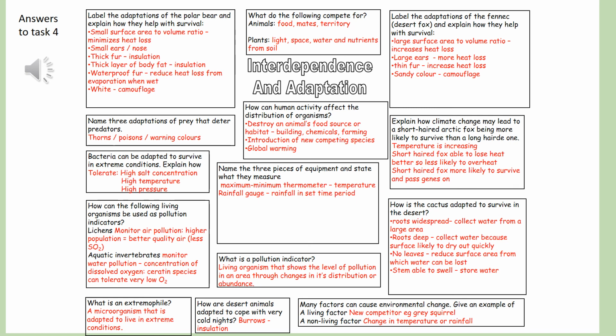Normally in this lesson, I would always ask you to draw an animal of your choice and identify some adaptations that it has. So for an extension for this PowerPoint, have a go at drawing an animal that would be adapted to live in the middle of a forest and see what you can come up with.